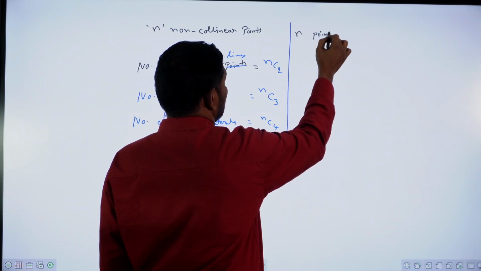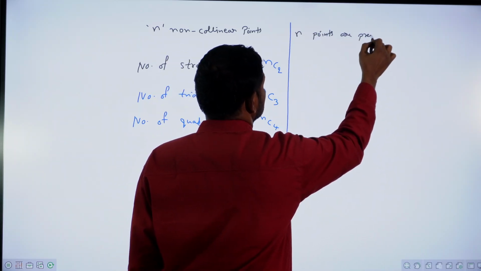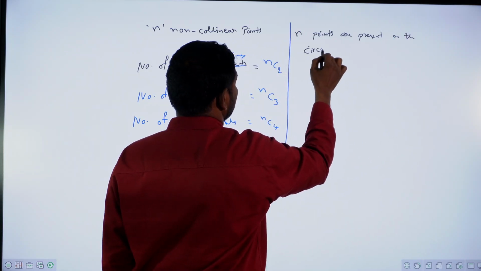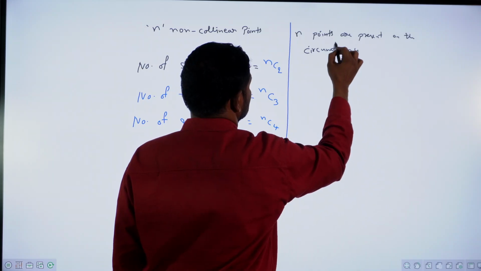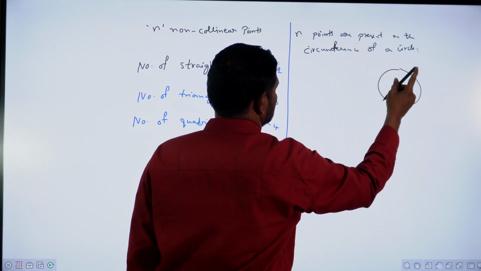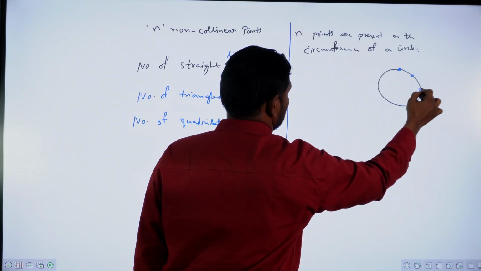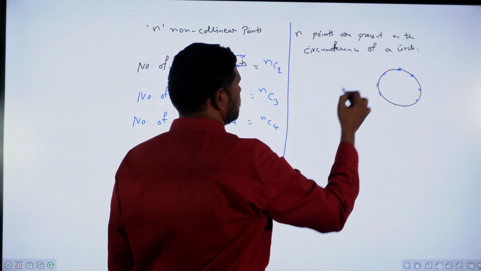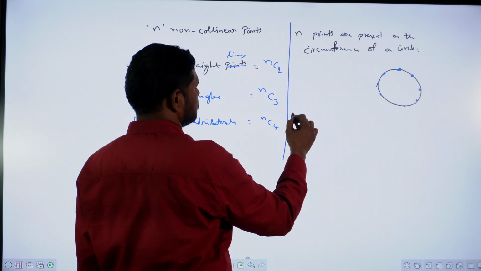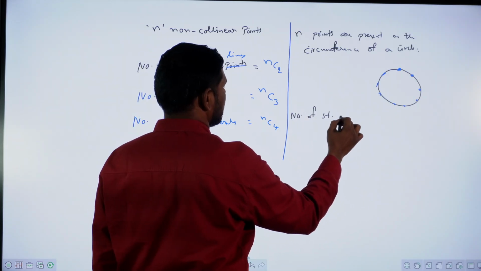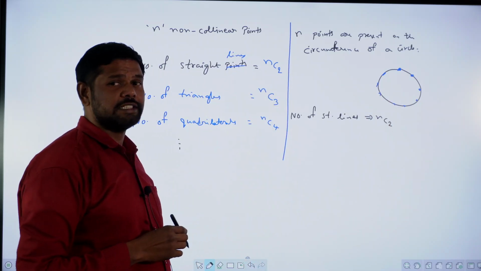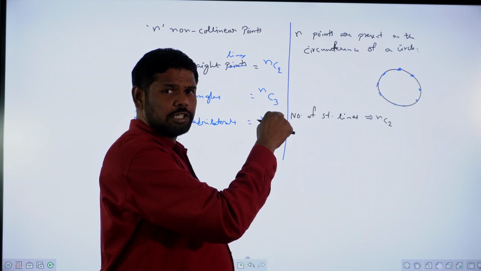N points are present on the circumference of a circle. Right, a circle is there. In that circle's circumference, n points are there. Based on this, how many straight lines do we need to form? Again, n points are there, then nC2. 2 points means 2C2, only one way.